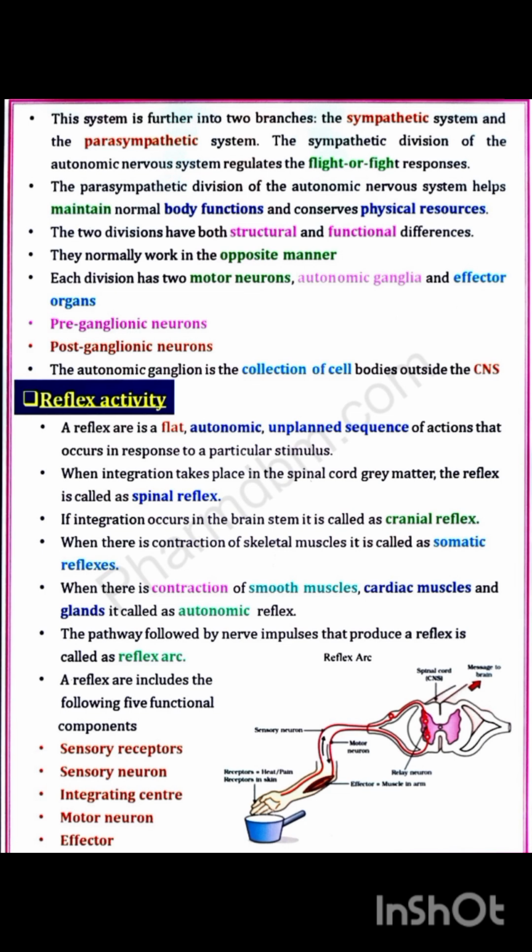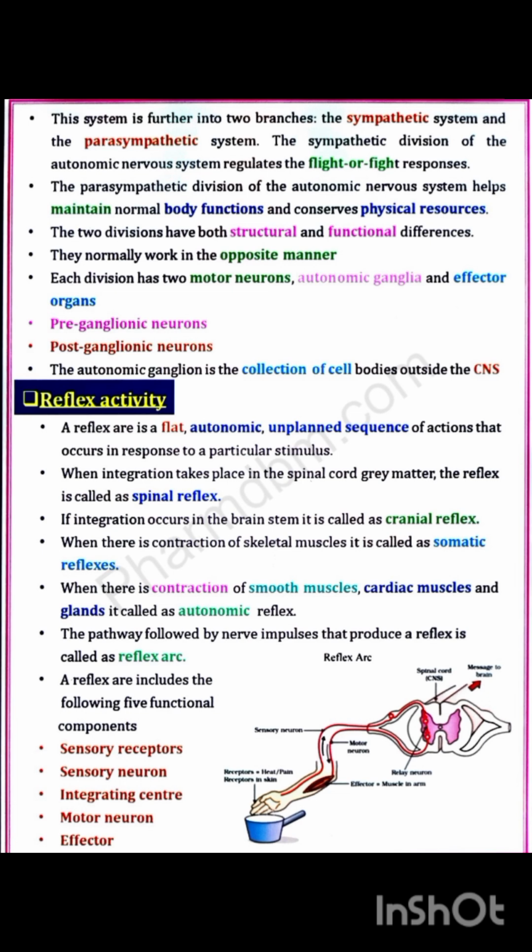The two divisions have both structural and functional differences. They normally work in an opposite manner. Each division has two motor neurons, autonomic ganglia and effector organs: preganglionic neuron, postganglionic neuron. The autonomic ganglion is the collection of the cell bodies outside the CNS.